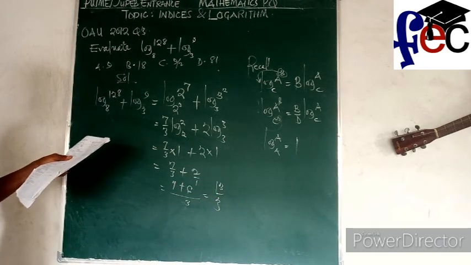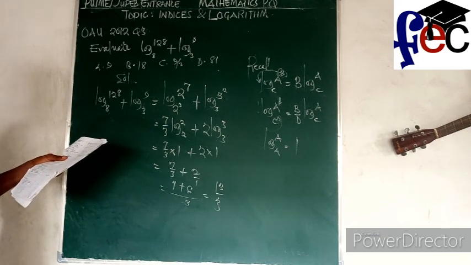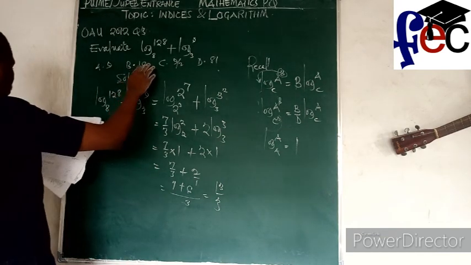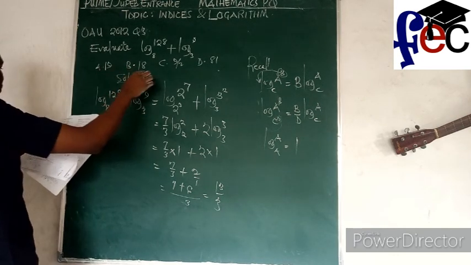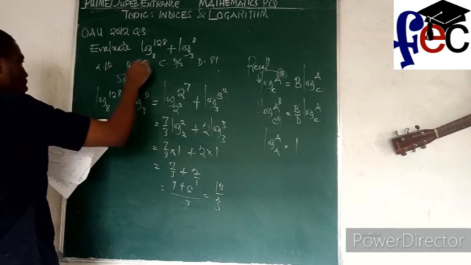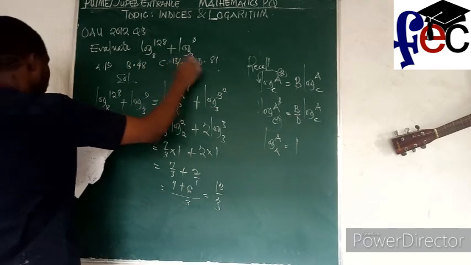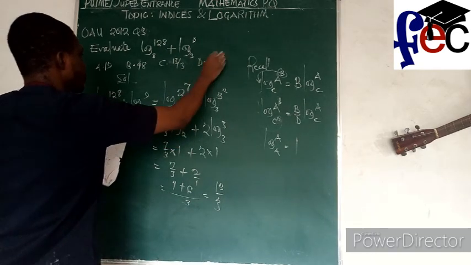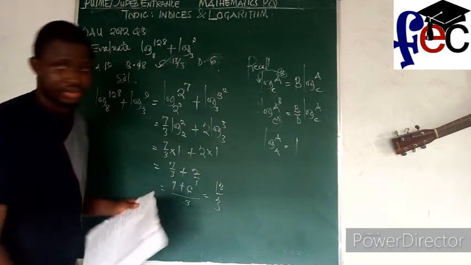Do we have an option there? Oh, I made a mistake in my options. Option A is 19. Sorry, I made the mistake. Option B is 48. Option C is 13 over 3. Option D is 6. Sorry, those values are for the other option. So you see that that's option C. Alright.